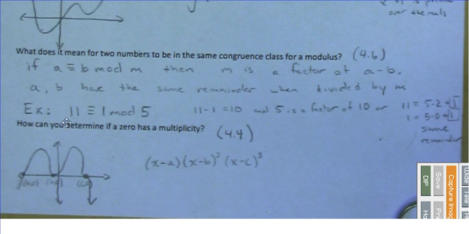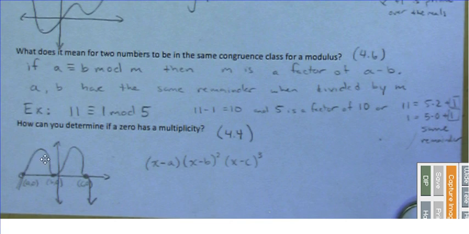Okay, and the last one, how can we determine if a 0 has a multiplicity? I gave you an example here of one way you can try to look at a graph to determine where a multiplicity may occur. So here at A, which we would assume to be a negative number based on where the origin is here, this doesn't appear to have a bend in the graph at all. It looks like a straight line going through A. So if I had to make an assumption, I would say the degree of that 0 is 1. So there wouldn't be a multiplicity at that 0.